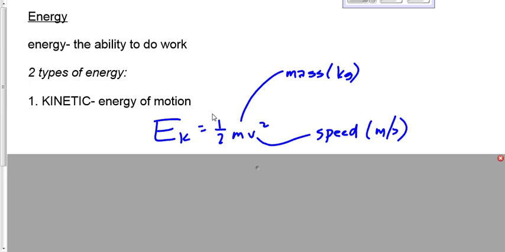Now, having said that, the magnitude of the velocity would be the same as the speed, so it wouldn't be a huge deal if you subbed in the velocity there. EK stands for the kinetic energy. You guys know the units for kinetic energy? Somebody said it? Joules, yeah.